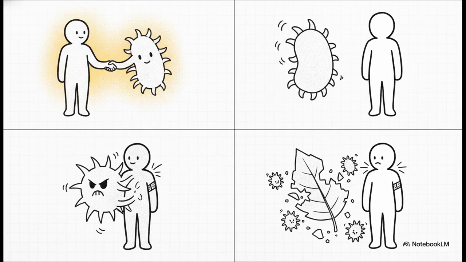There is, of course, true parasitism, where the microbe benefits at the strict expense and harm of the host. That's what happens when we get an infection. And finally, saprophytism, where organisms live off dead, decaying matter, recycling life back into the earth. It's so important to remember that we rely on symbiosis and commensalism just as heavily as we fight off parasitism.